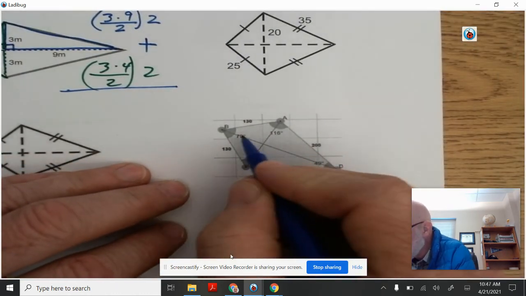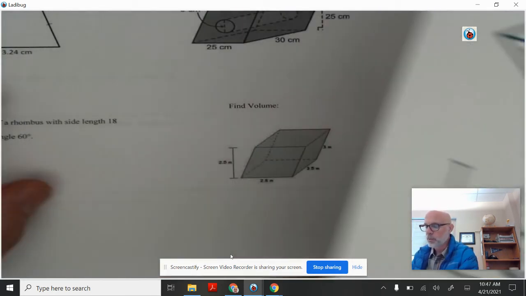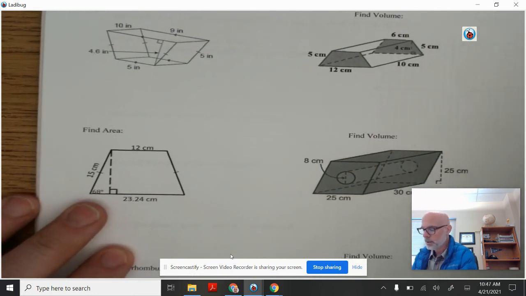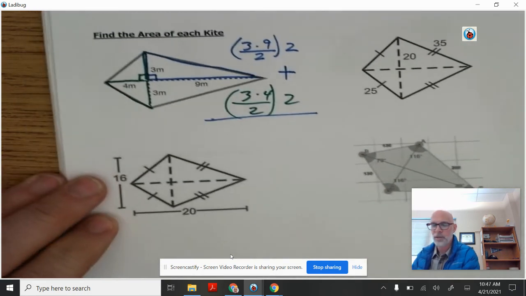And you can see these angles down here. You may need to do some trig on that one. I'll help you with this part in class. This also has some trapezoids on it, but you could go ahead and do it. See if we can finish that.